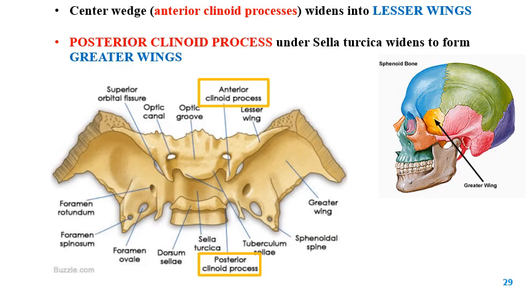Okay. So you have two important processes. You have the posterior clinoid process that is going to lead to your big wings. And then you have your anterior clinoid processes. They're going to be leading to your lesser wings. So two processes, and they both lead to wings.